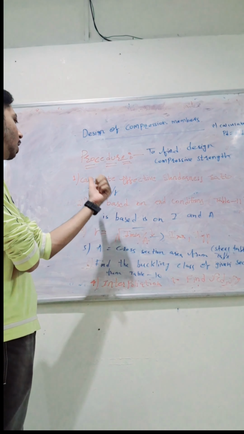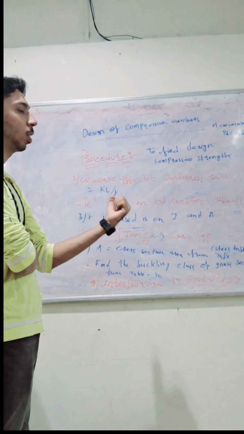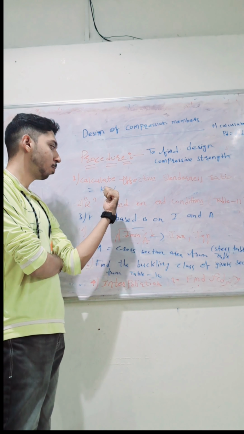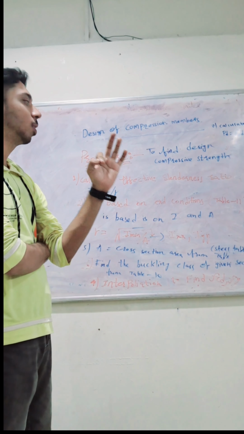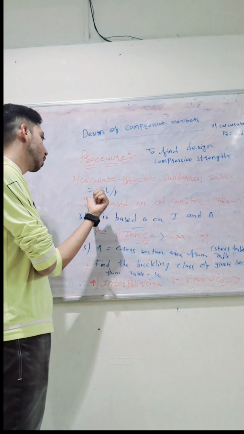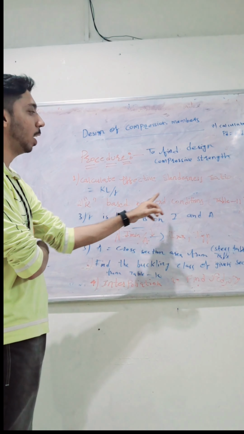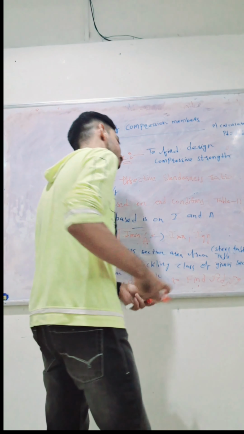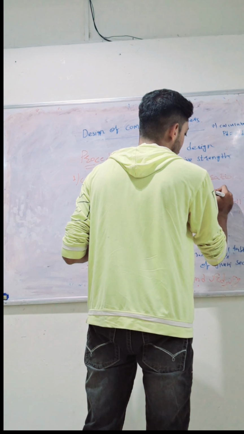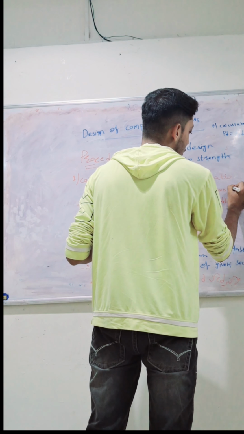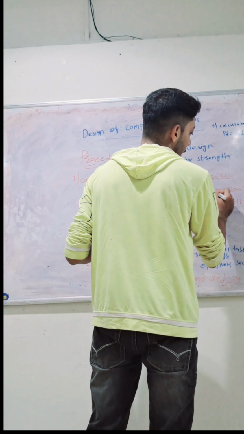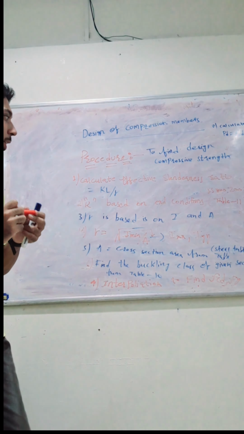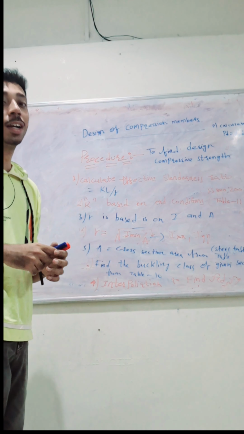What is KL? I told you, the effective length of any member, and R is nothing but the least radius of gyration. Second point, K is based on the end conditions from table 11 of IS 800 2007. From IS 800 2007 you can find the K value for the end conditions of the column.